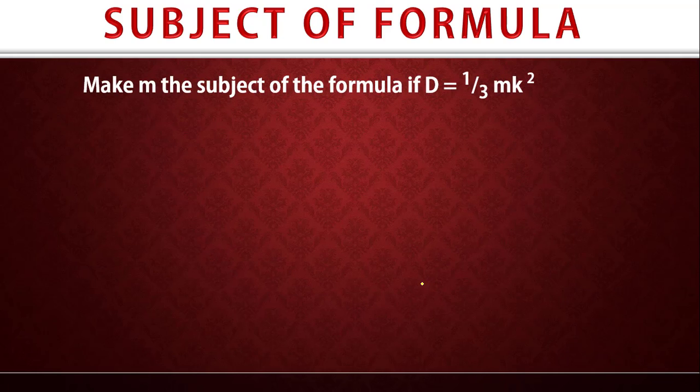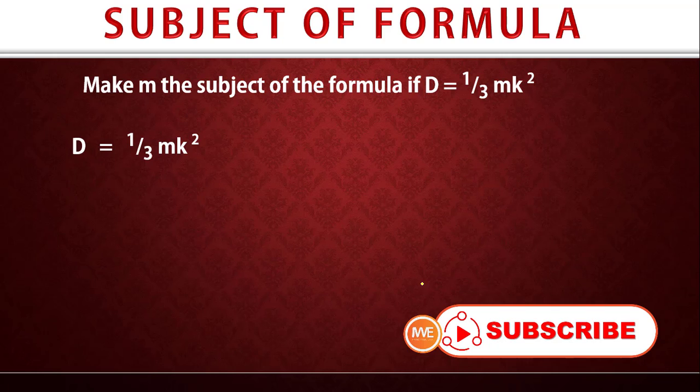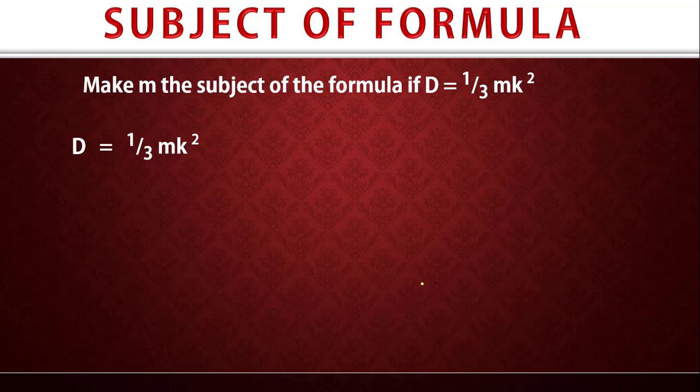Let's also look at example 3. In this example 3, we have to make m the subject of the formula if d equals 1 over 3 mk square. Write out the formula you're given first, and then we have d equals 1 over 3 mk square. Don't be confused here. The very first thing you need to do, maybe you can just try to expatiate this out.